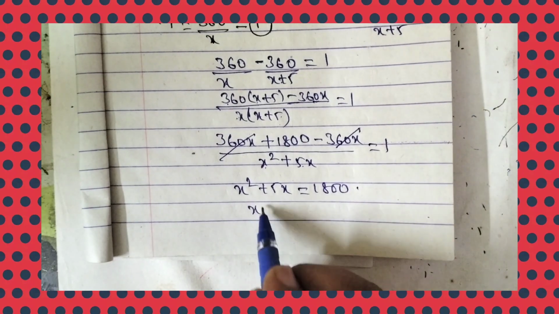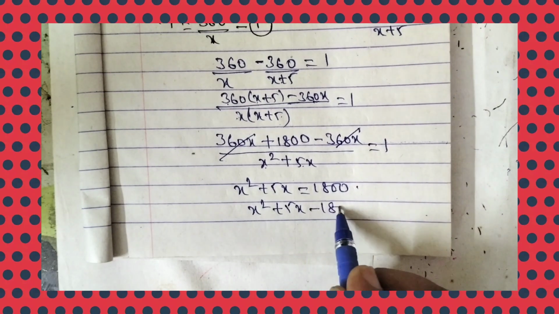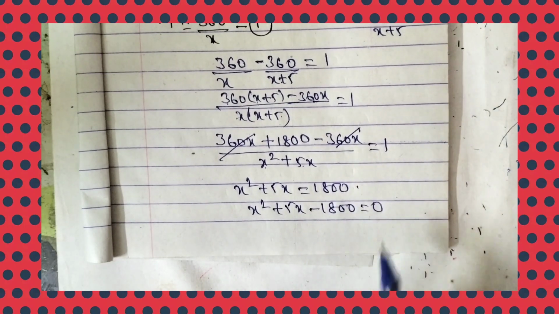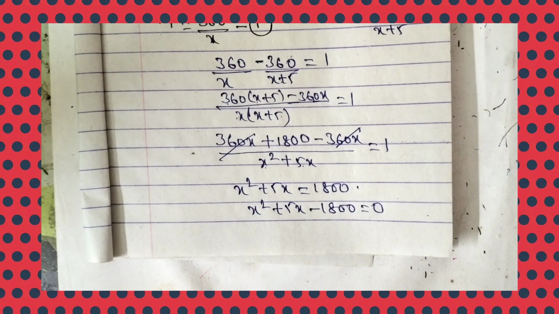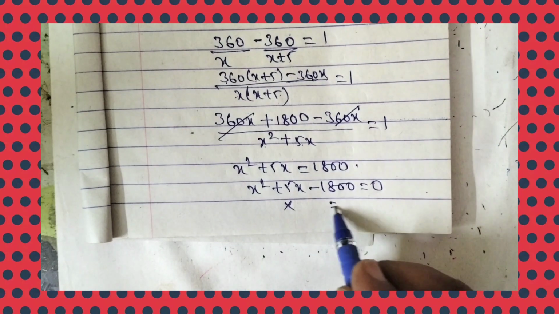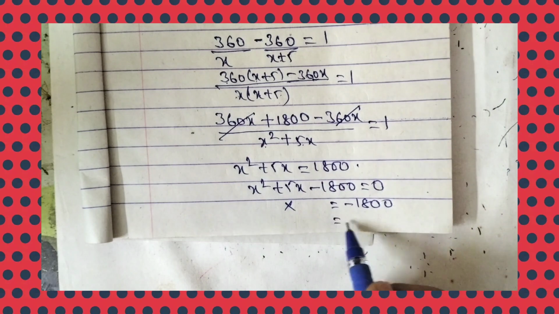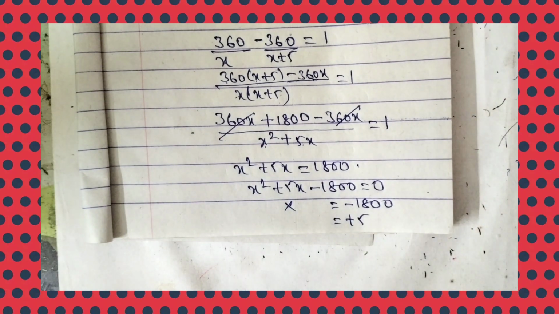So now bring it to standard form. X square plus 5X minus 1800, which will be equal to 0. If you multiply any two numbers, we have to get minus 1800. If you add or subtract, you have to get plus 5. So multiply madare 1800 barbeko. Add atwa subtract madare 5 plus 5 barbeko.